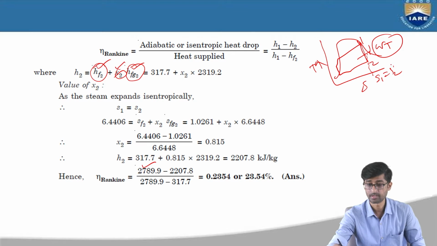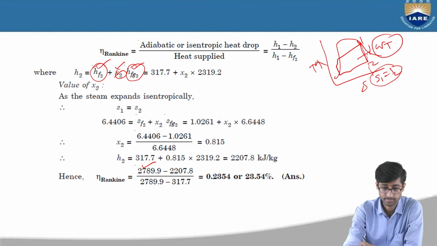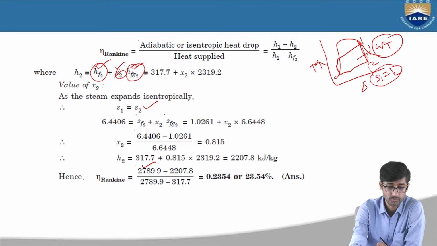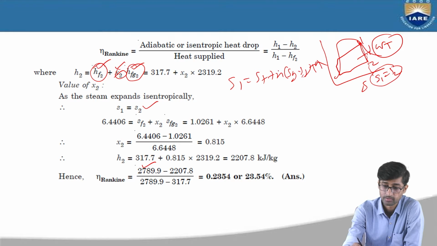And here the entropy remains constant. This is isentropic process, right? So isentropic process means S1 is equal to S2. What is the value of S1 here? Same procedure, S1 is equal to SF plus X into SG minus SF. So here X is equal to 1. If you put X is equal to 1, this SF will be cancelled and S1 is equal to SG.